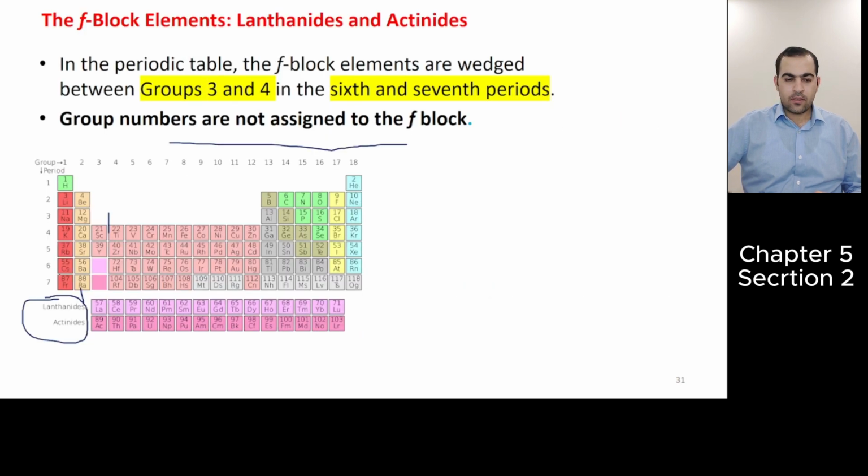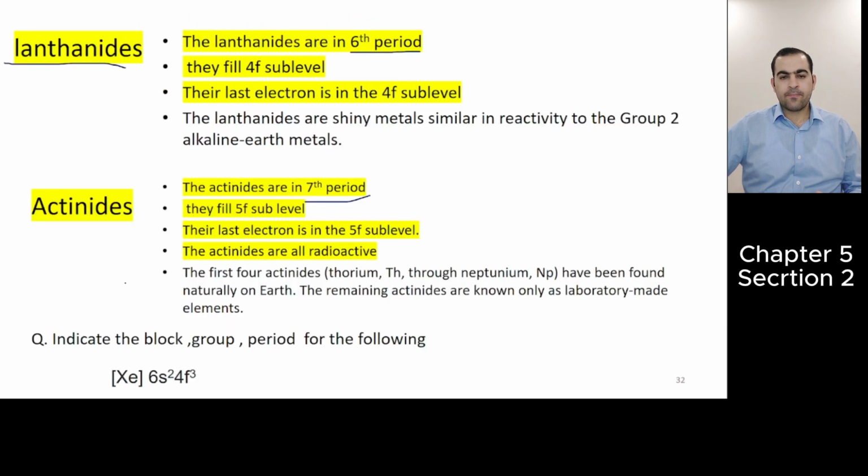Look at here, this is lanthanide, their original place is here, and actinide in 7th period between the element atomic number 88 to 104, okay? And they don't have group, they fill the F sublevel. Lanthanides, their last electron is in 4F. But here actinides, they fill 5F sublevel, means their last electron is in 5F. And lanthanides are shiny metals. The reactivity is like group 2 alkaline earth metals.